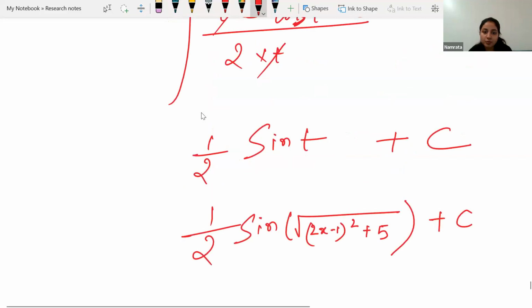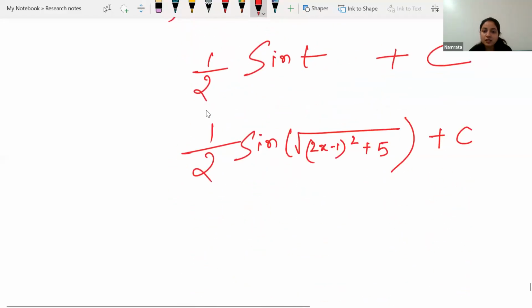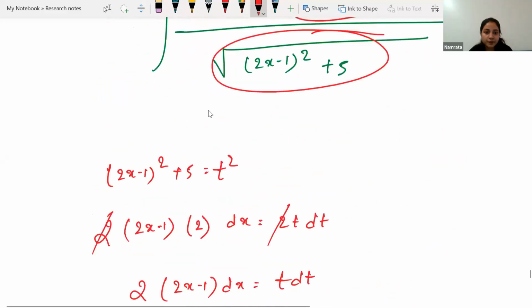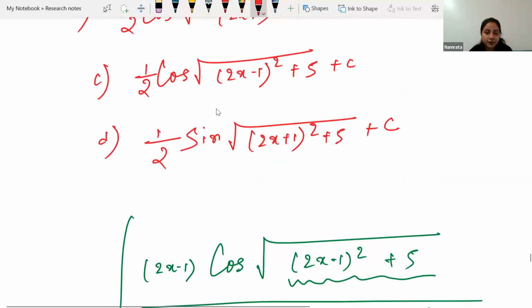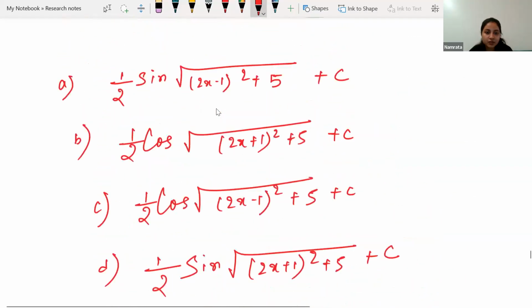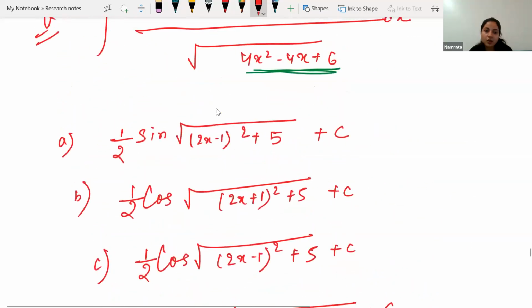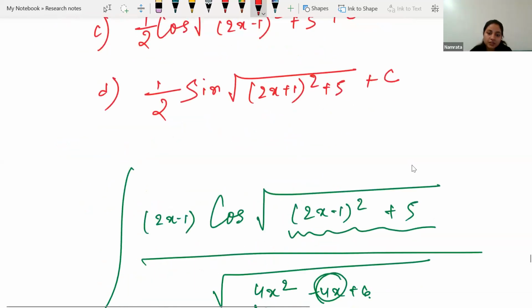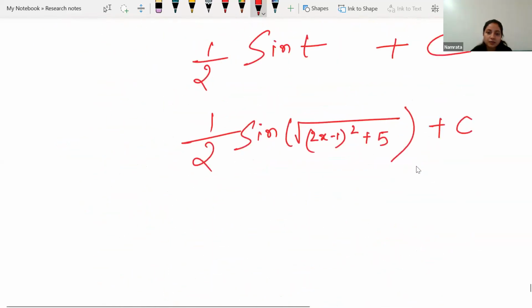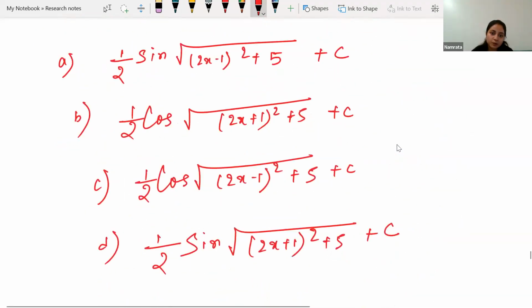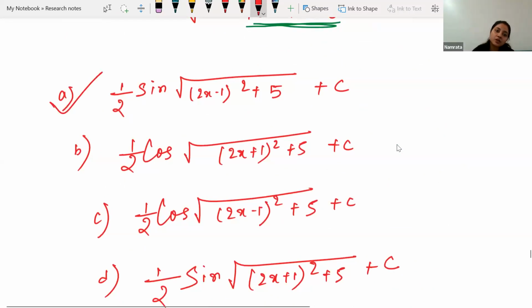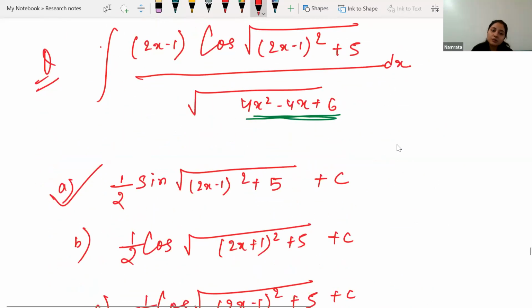Let's check the options. 1 by 2 sine under root 2x minus 1 whole square plus 5. Option A. Can you see? Are we having the same? Yeah, we are having the same one. Option A is the correct option. We can say yes or no. Yes, ma'am.